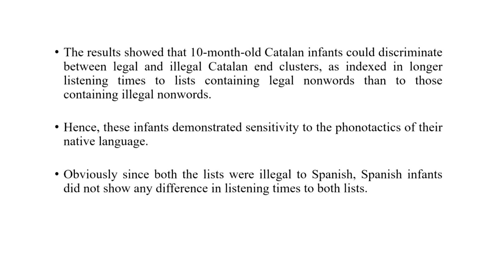The results showed that around 10-month-old Catalan infants could discriminate between legal and illegal Catalan end clusters, as indexed in longer listening times to lists containing legal non-words than to those containing illegal non-words. So Catalan-speaking infants are able to make this distinction between the two types of CC clusters, and hence they are demonstrating sensitivity to the phonotactic constraints of Catalan.